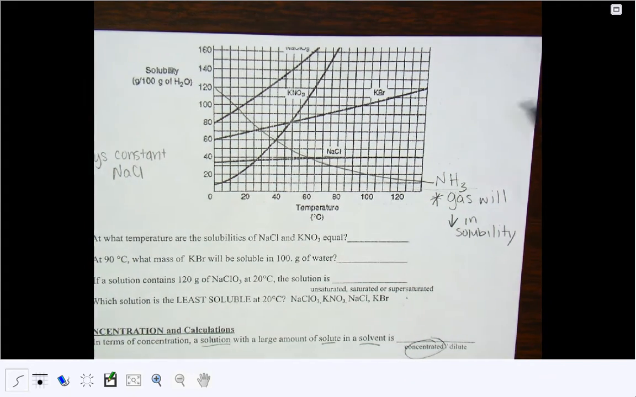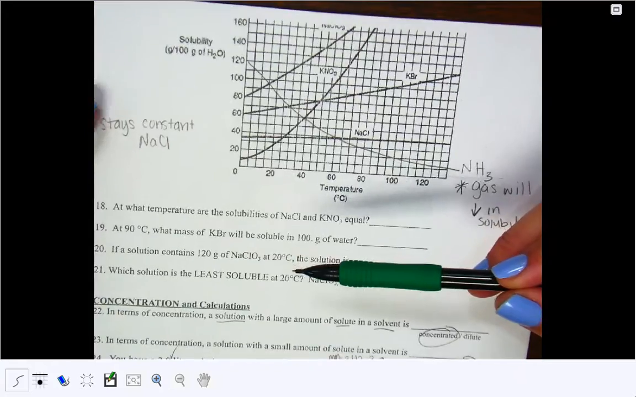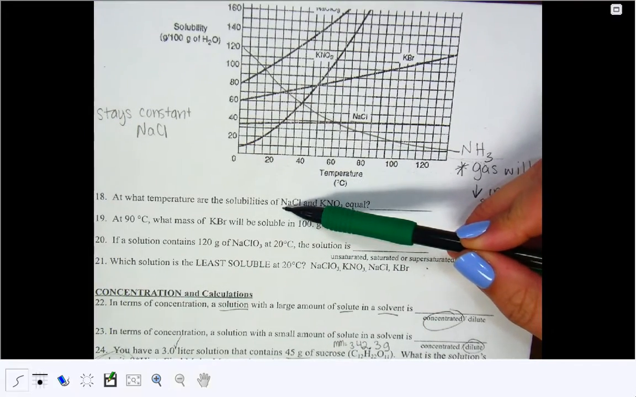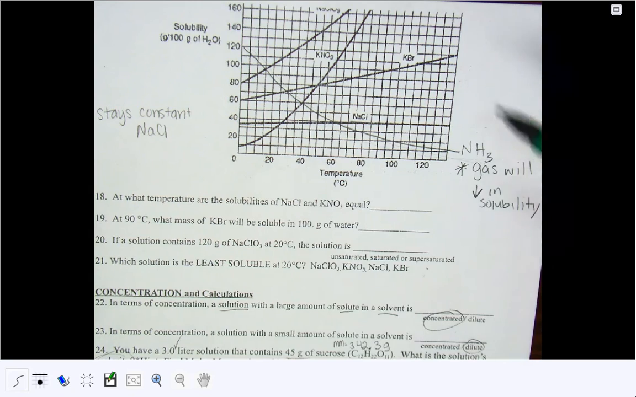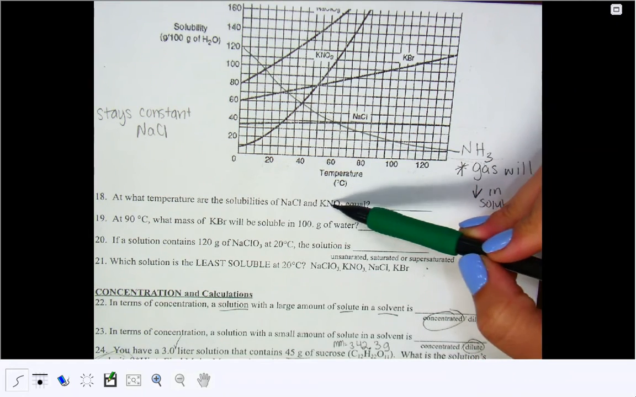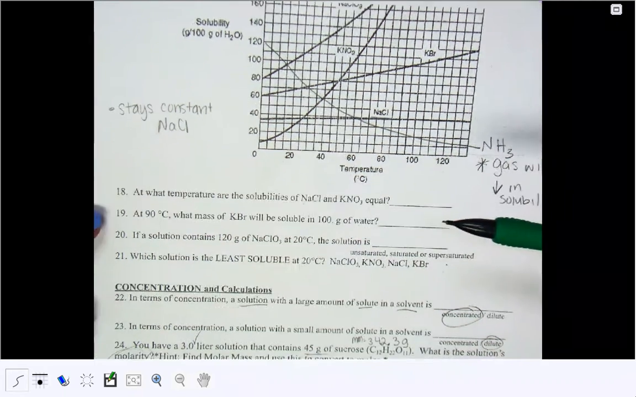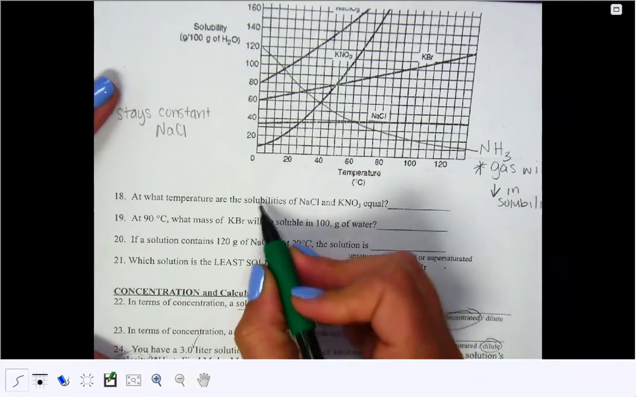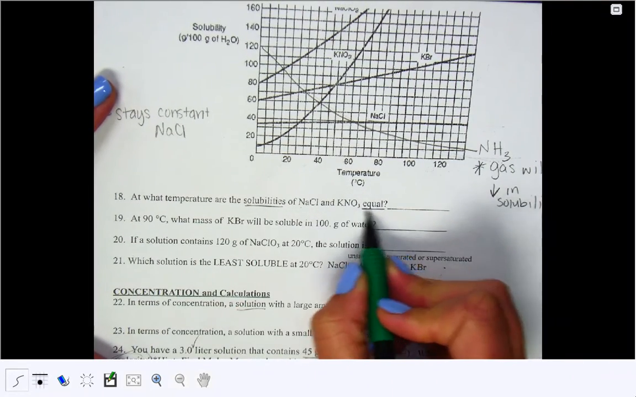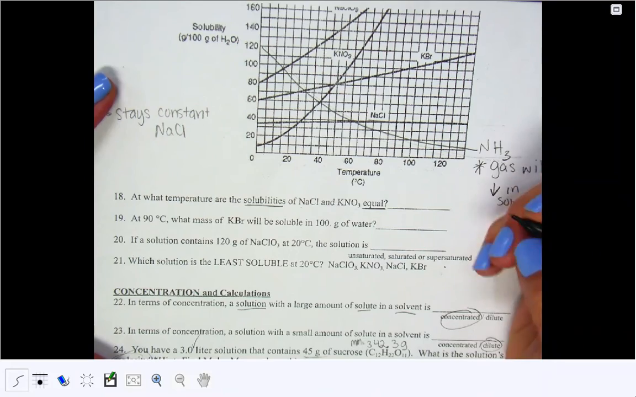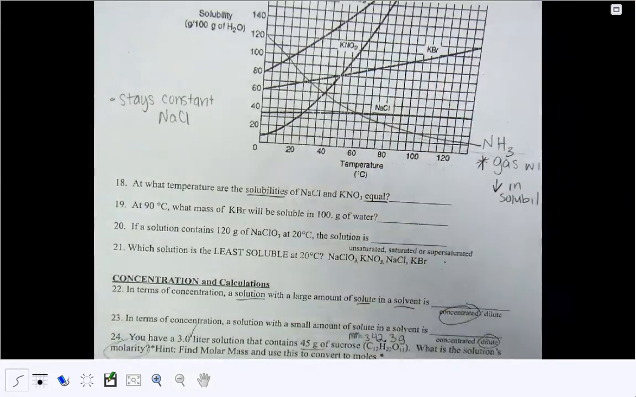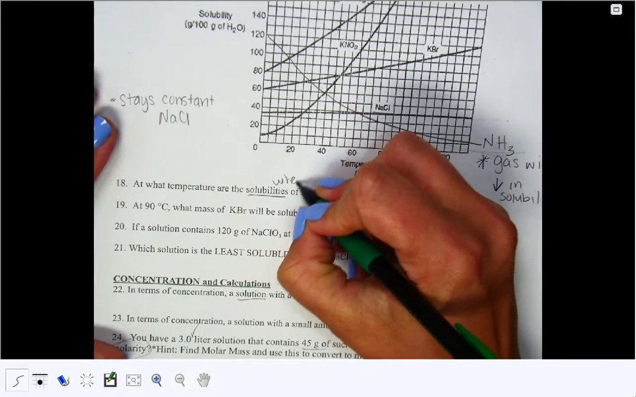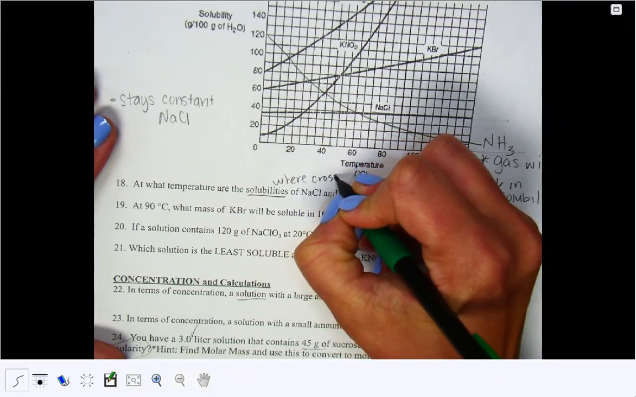All right. Now, the rest of these questions, let's go through it. So we're going to start at number 18. It says, at what temperature are the solubilities of NaCl and KNO3 equal? So when we're trying to figure out if the solubilities are equal, what are we actually looking for? What's going to be evident? Where they cross. Yep. So I'm going to say where cross.